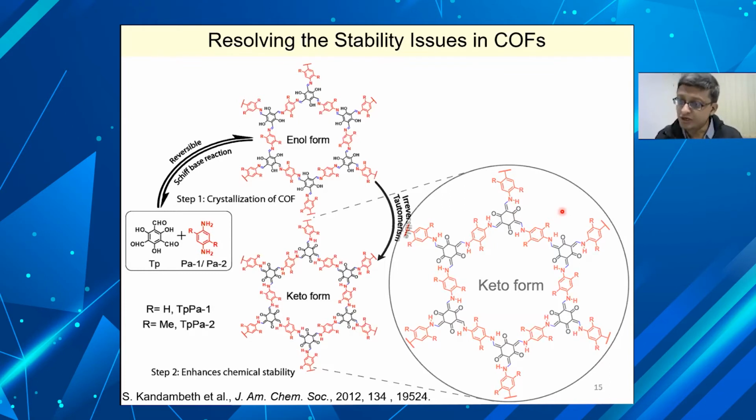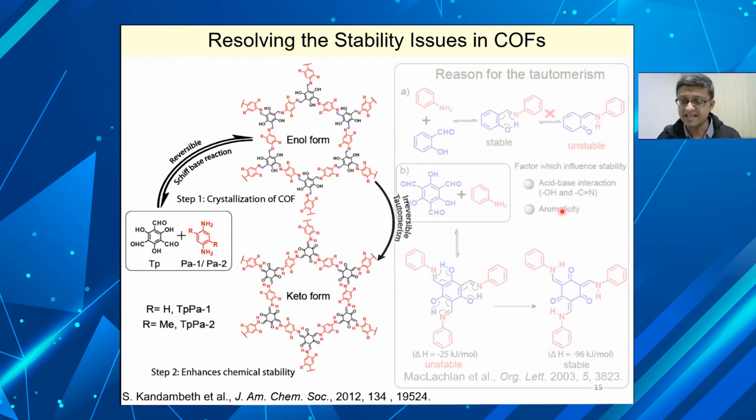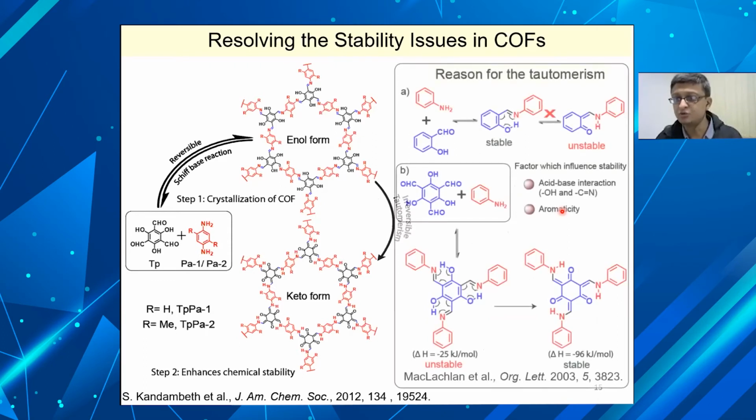This concept was already known: if you take a salicylaldehyde and react with aniline, you will get only the enol product. But if you take a phloroglucinol trialdehyde and the aniline, you will get the keto product. This is already available in the Cambridge Structural Database. You may kindly take a look at it, and you will see from the bond distances that this is a keto product, not enol. So we just took this idea, put it into the extended structure, and voila.